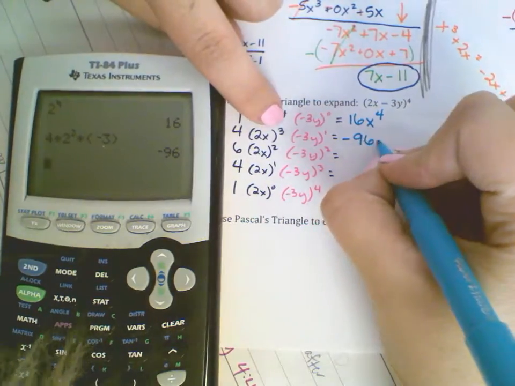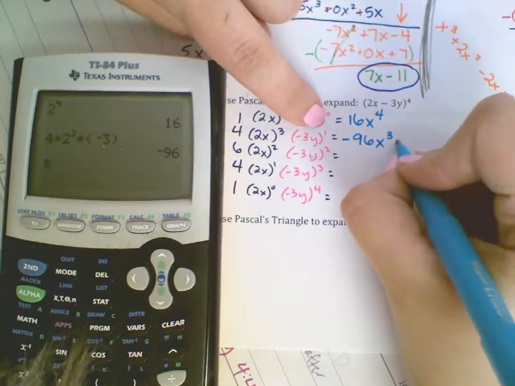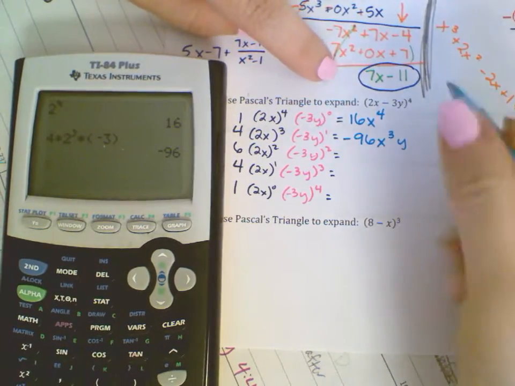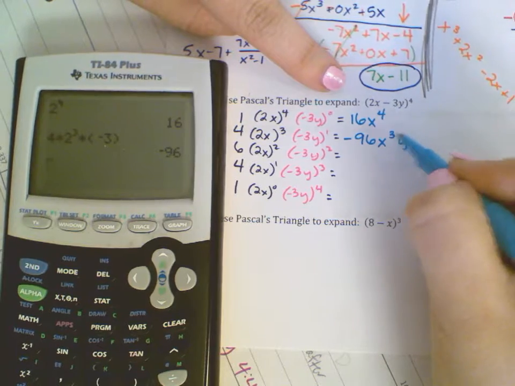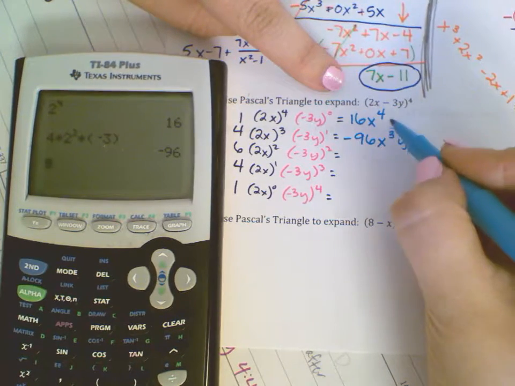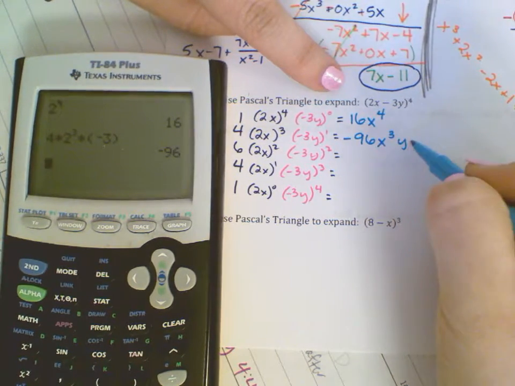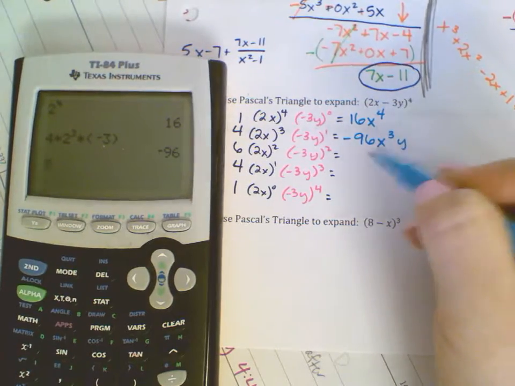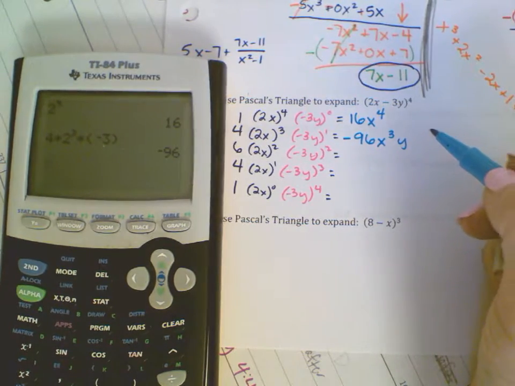That x is cubed. That y is to the first. Do you see how we have these exponents also adding up to 4? This was basically y to the 0, y to the first, this would be y squared, and those exponents will add up to be 4.